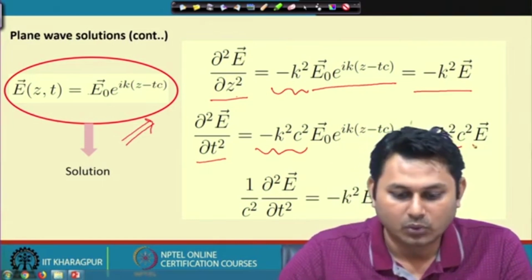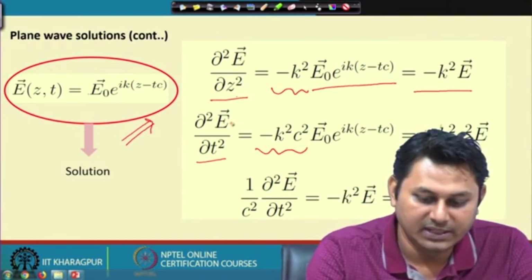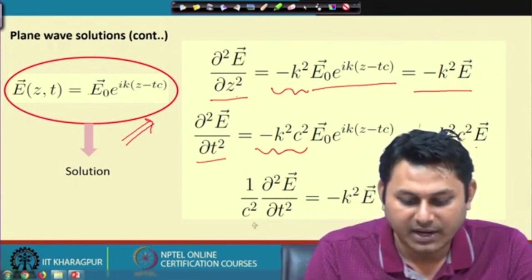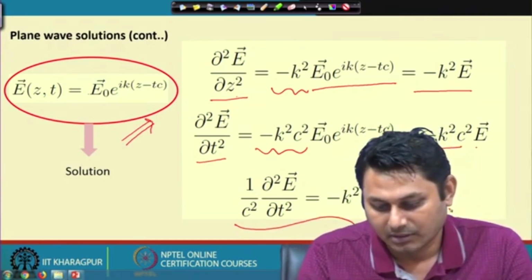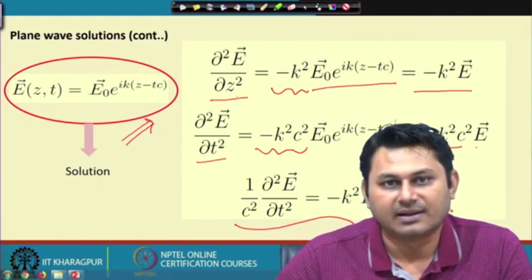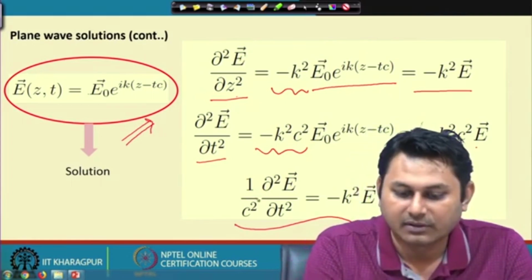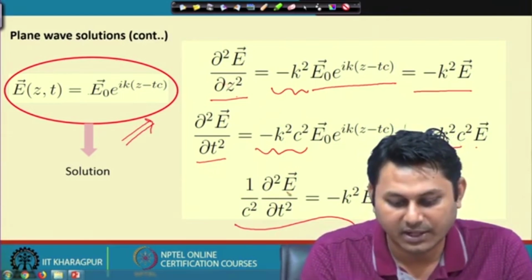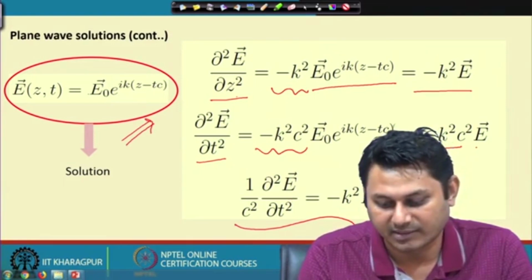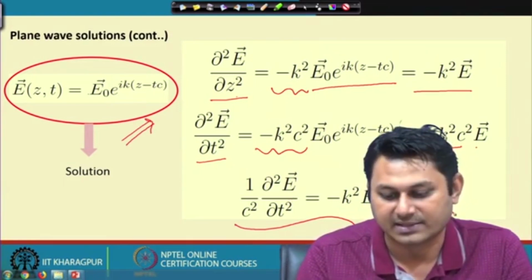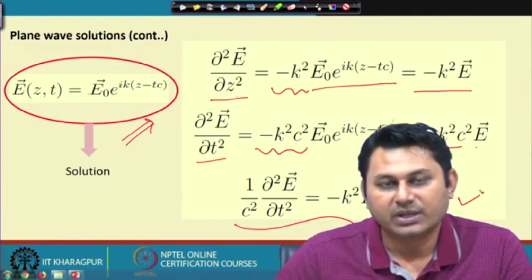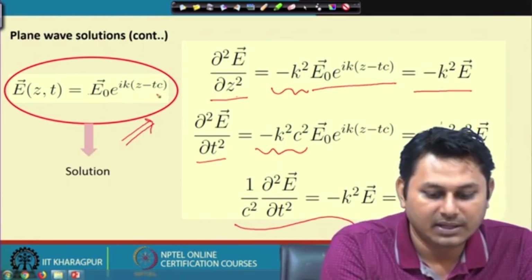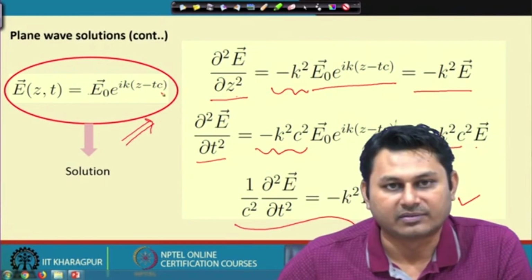So, now I have del 2 E del z square and del 2 E del t square, and if I put that into the equation, we readily find that this satisfies the left hand side and right hand side. Whatever value I have in the left hand side, in the right hand side of the equation I will have the same value. So, 1 by c square del 2 E del t square is minus k square E, which is nothing but del 2 E del z square. So, with this simple treatment we can say that E is equal to E 0 e to the power i k z minus c t is a solution of Maxwell's wave equation.